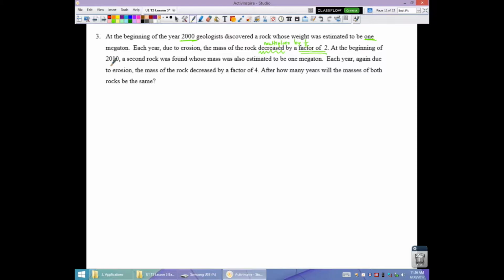Now, at the beginning of 2010, the second rock was also 1 megaton, and each year that one decreased by a factor of 4. So this one multiplies by 1/4. So after how many years will they be the same or equal? So let x stand for the amount of time, in this case it's years, since our problem began, which was the year 2000. Years after 2000.